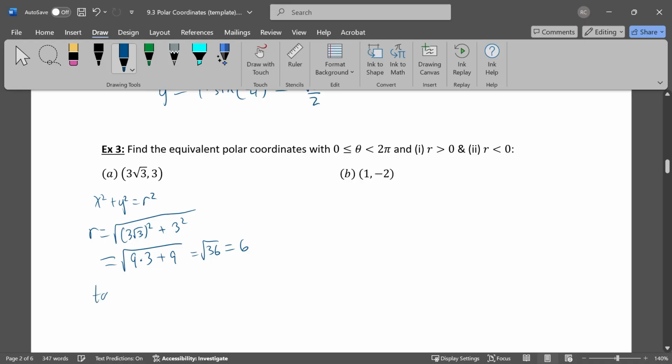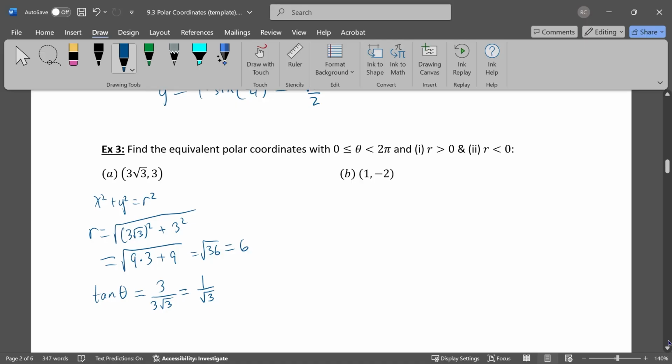Now we know that tangent of theta is y over x. That's 3 over 3 root 3, which is 1 over root 3. Now, if I had angles that I didn't know the values for explicitly, like if I got a value here where I don't know what theta is, then you can make it theta equals tangent inverse of 1 over root 3 and use a calculator.